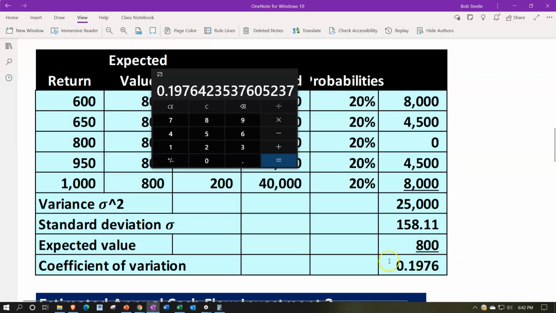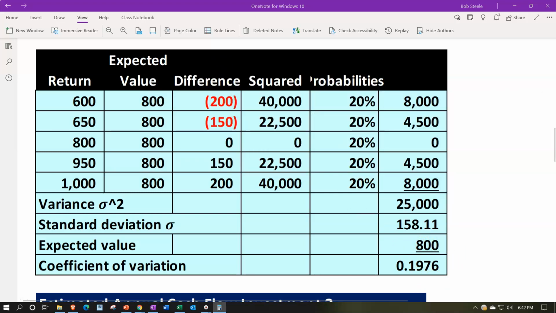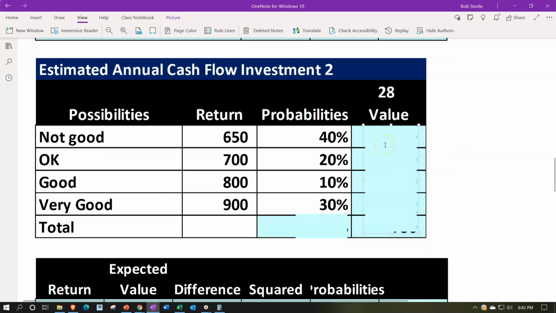This is not very useful in and of itself if we only had one calculation, but when we compare it to the second one, then it can help us with our risk assessment. So we're going to go on down and say, well, let's do the second one here.